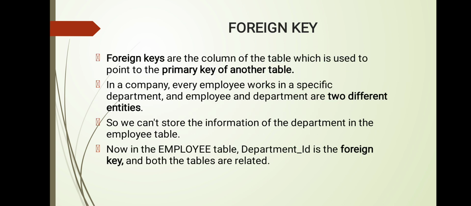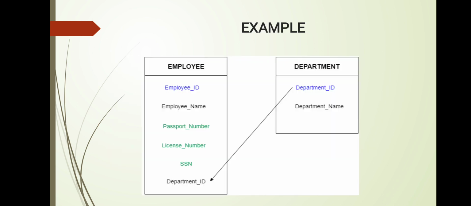Next one is foreign key. Foreign keys are the columns of a table which are used to point to the primary key of another table. In a company, every employee works in a specific department, and employee and department are two different entities. So we can't store the information of the department in the employee table. Now in the employee table, department ID is the foreign key and both the tables are related. This is the example table. We add the primary key of the department table, department ID, as a new attribute in the employee table. That's why we link these two tables through the primary key of one table.